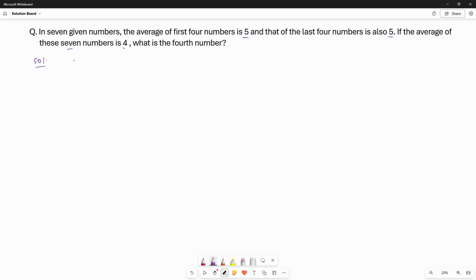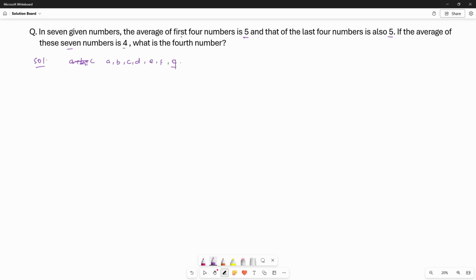To solve this, first let's suppose these 7 numbers be A, B, C, D, E, F and G. These are our required 7 numbers.